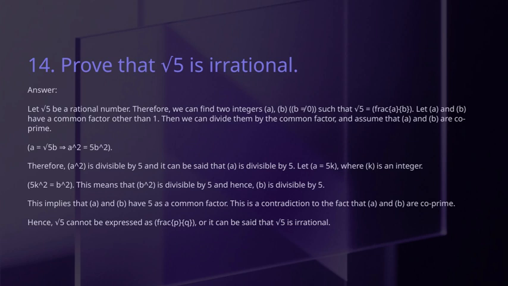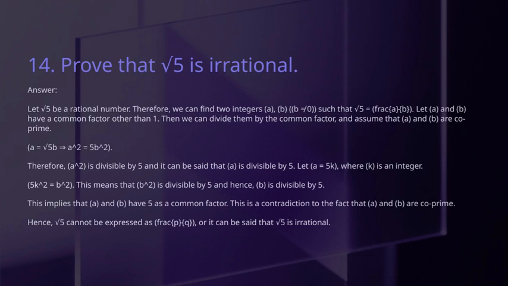But following the logic, if a over b equals square root 5, then squaring both sides gives us a squared over b squared equals 5. Rearranging, we get a squared equals 5 times b squared. This tells us that a squared is divisible by 5, and therefore, a itself must be divisible by 5. So, we can write it as 5 times some integer k. Substituting back, since a equals 5k, then a squared equals 25k squared, which equals 5b squared, as we saw earlier.